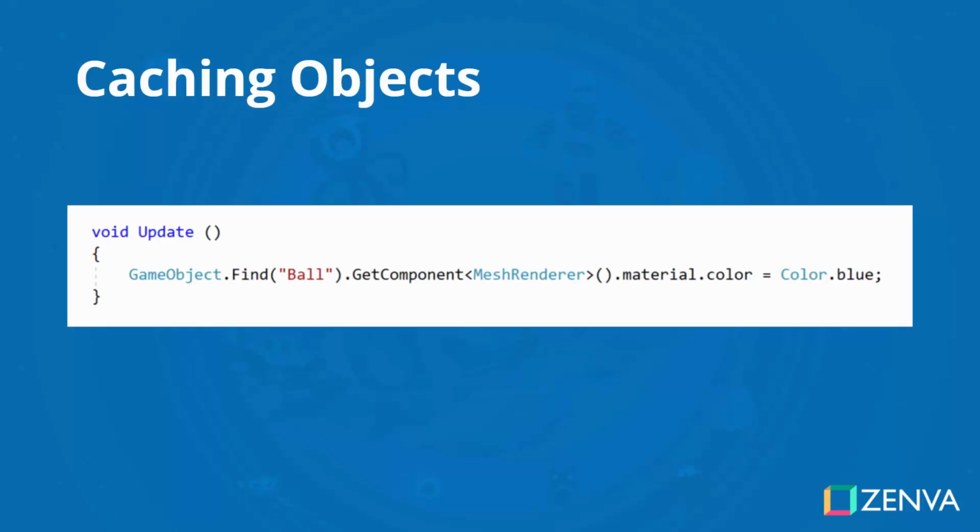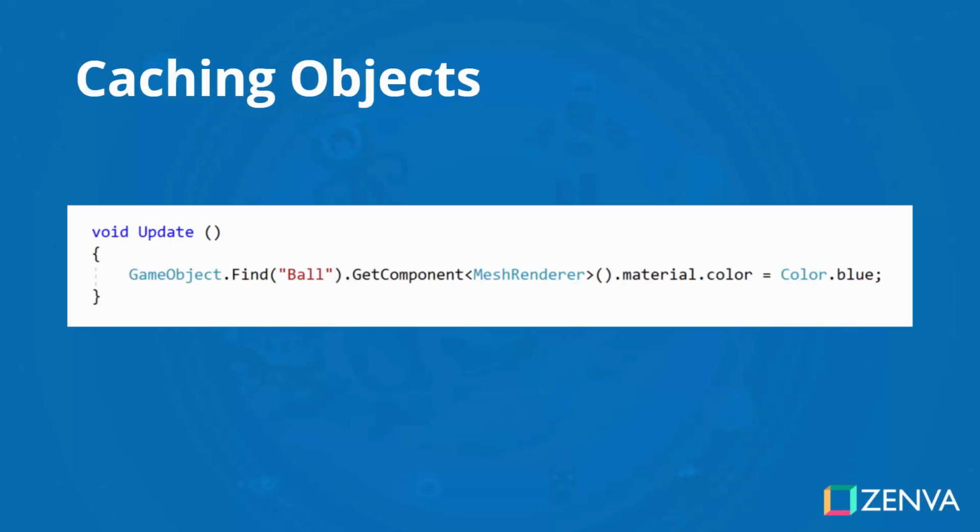So let's just say, for example, you have a game where you want to change the ball's color to a certain color every single frame. Now in this example, inside of the update function, we are finding the ball object, then we are getting the mesh renderer component and changing its color to blue. Now this isn't really a proper game, this is just an example to show off how we can improve this line of code. So we've got this, and in fact this line of code is very inefficient for a number of reasons.